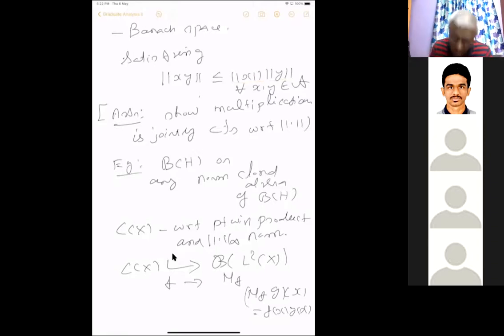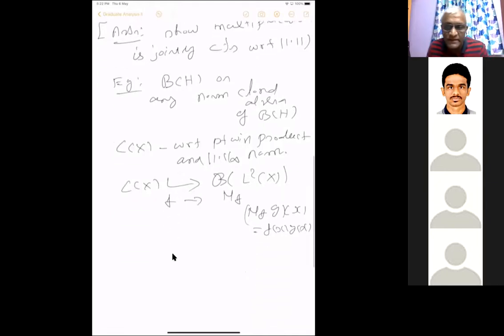The norms will be preserved. The infinity norm is exactly the same as the operator norm there. That also we have proved. Because of that, you can consider C of X as a norm closed subalgebra of operators on L2 of X. So this is a Banach algebra. It's in fact a C-star algebra. What we are going to discuss are C-star algebras. These are all examples of Banach algebras which are operator algebras, subalgebras of B of H.